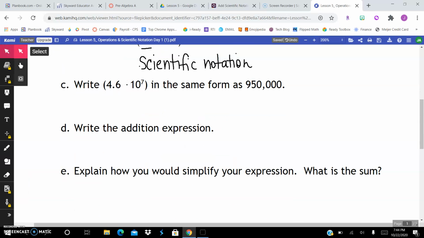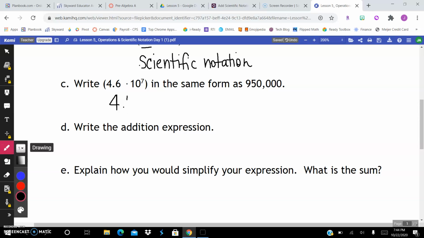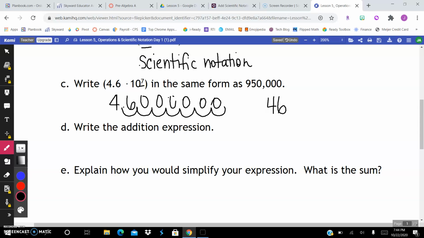Up next, it says to write 4.6 times 10 to the 7th in the same form as 950,000. So we're going to take that 4.6 and we're going to slide that decimal to the right 7 times according to its exponent. So that's 1, 2, 3, 4, 5, 6, 7. We're going to fill in those spots with some zeros. And then if I rewrite that, we have 6 zeros behind it. Add our commas in every 3. So we have 46 million.